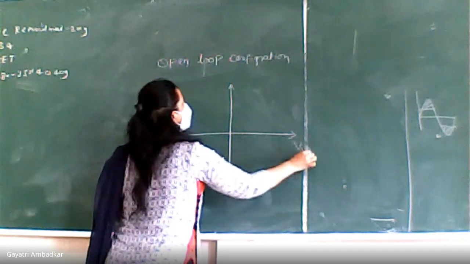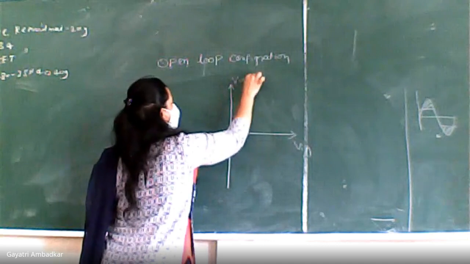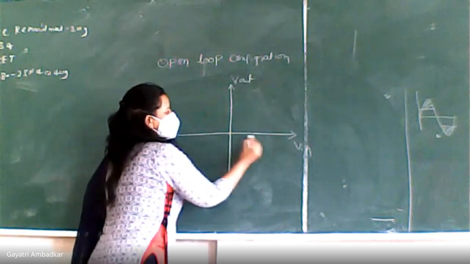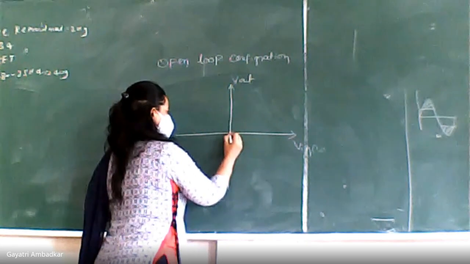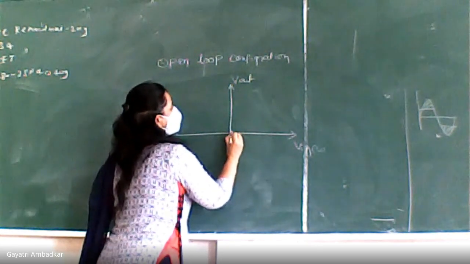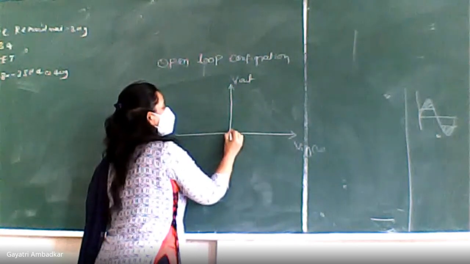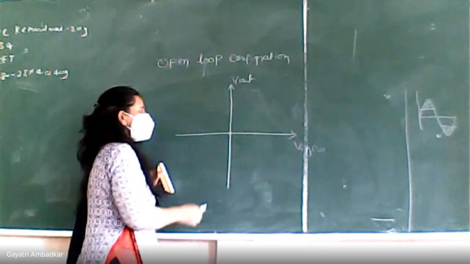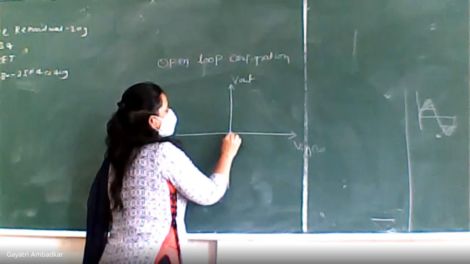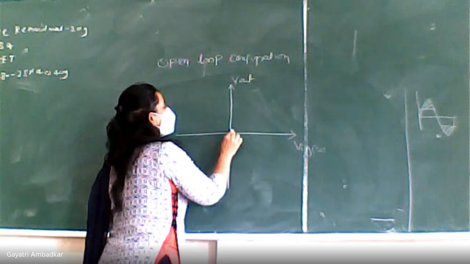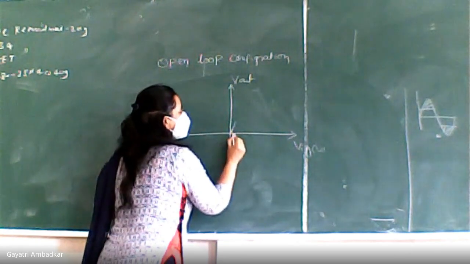V in versus V out. Here on this axis, I am applying input voltage. If you apply a small input voltage, how will this output look? It will immediately move to saturation. I will draw two types of curve. First of all, increasing input.